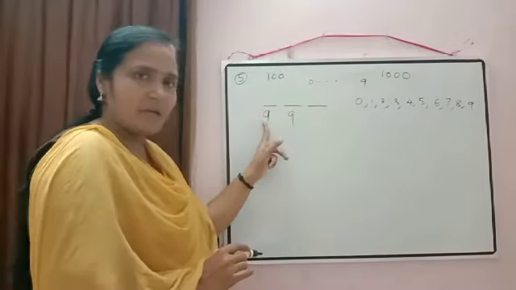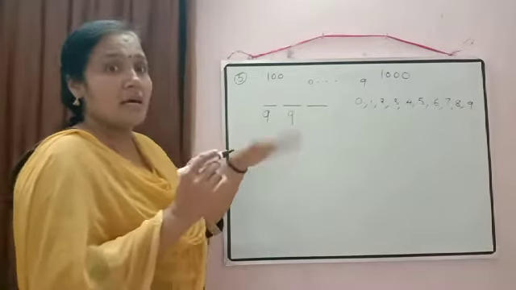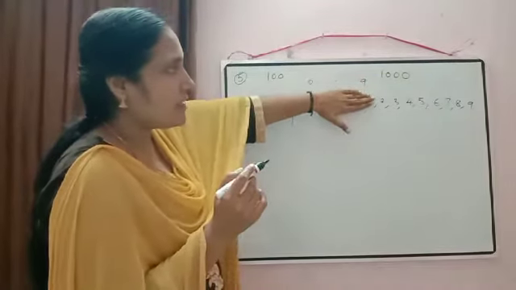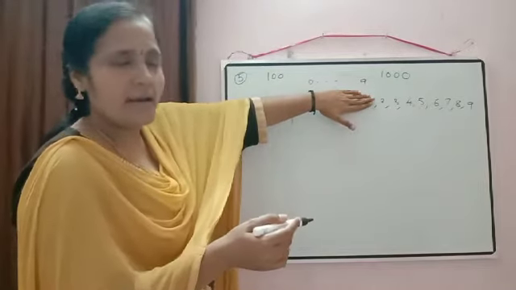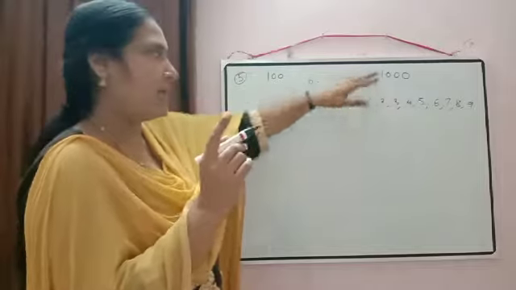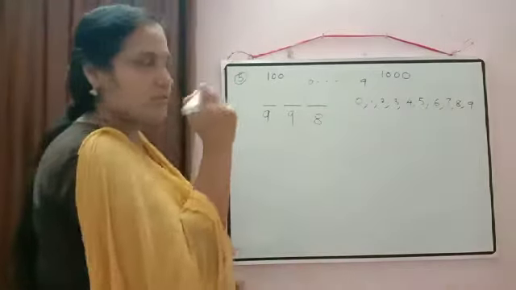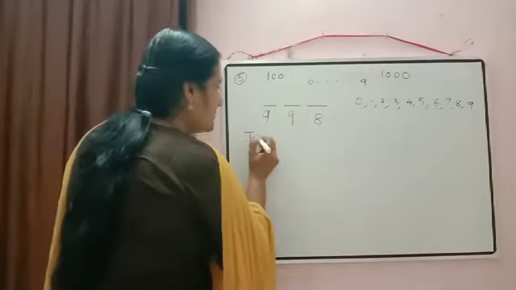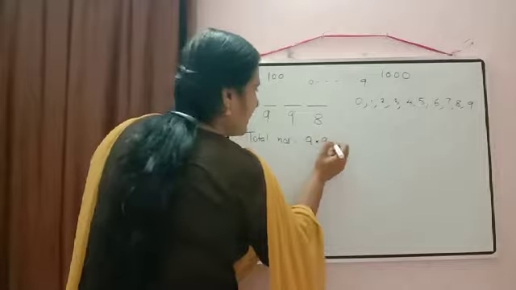Now the hundreds place is filled and the tens place is filled, which means 2 numbers are already used. Now remaining how many numbers are there? Correct, 8 numbers are remaining. So the unit place can be filled in 8 ways. So just write down: total numbers is equal to 9 into 9 into 8.